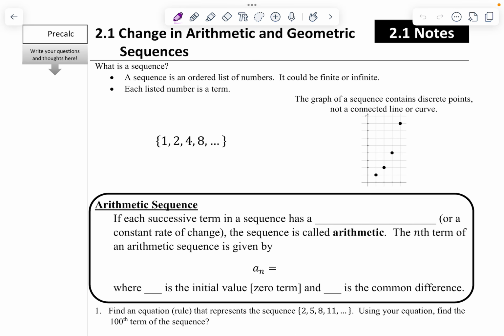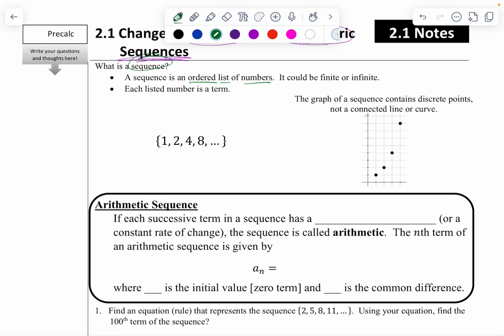Hey everybody, let's start Unit 2. We're talking about something completely different. We're talking about arithmetic and geometric sequences. So hopefully you've heard this term before, but if you haven't, let's talk about what a sequence is. A sequence is an ordered list of numbers.